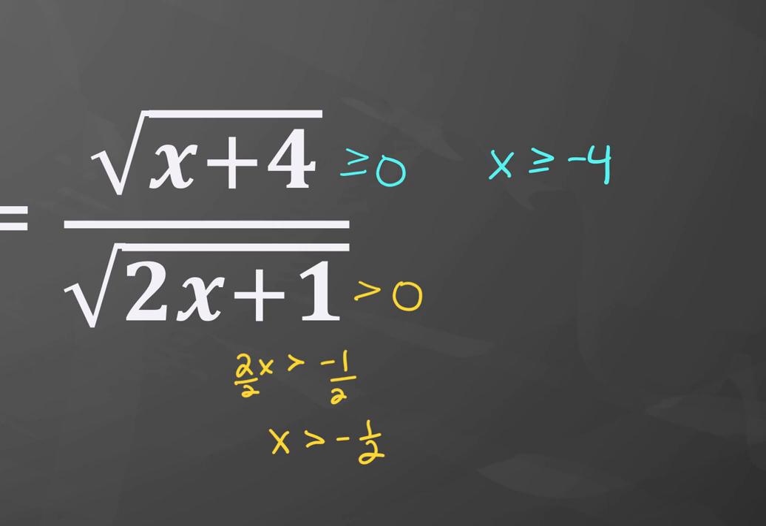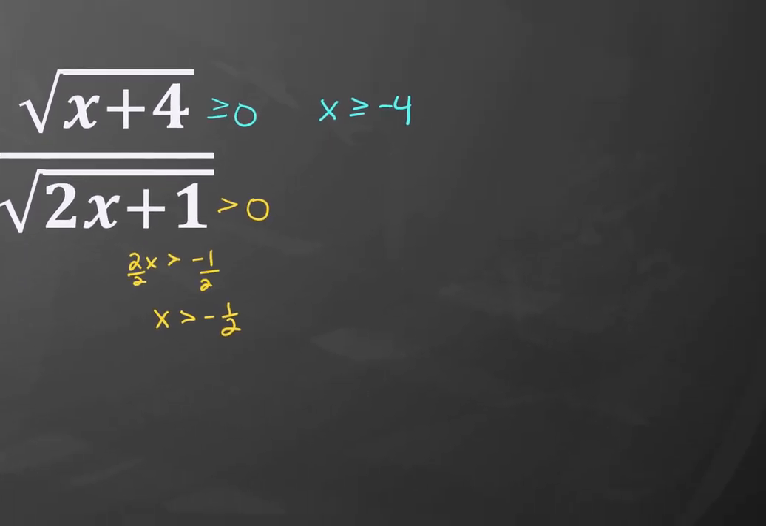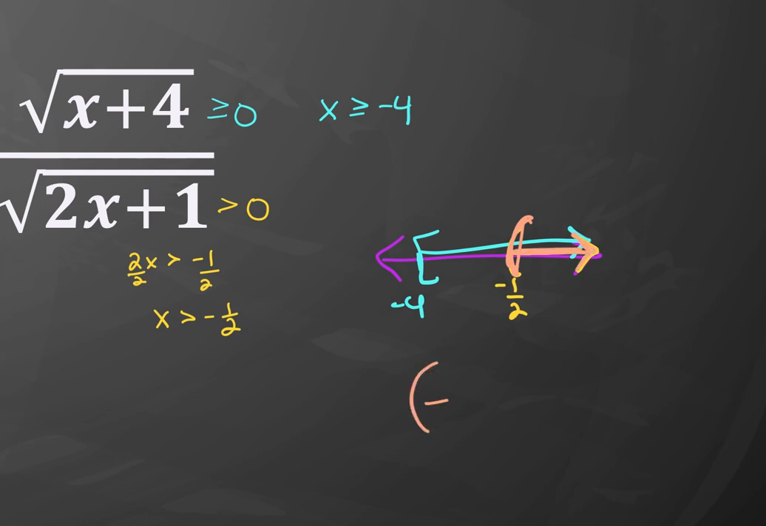Now this is like an and statement. I only can keep where it overlaps. So I need the more restricted one, or the more narrow one. If it's hard to see, put it on a number line. From -4 to positive infinity would be a bracket pointing to the right. From -1/2 to positive infinity would be a parentheses pointing toward the right. And only where they overlap is what I can keep, which means parentheses on the -1/2 pointing towards the right, or -1/2 to positive infinity.